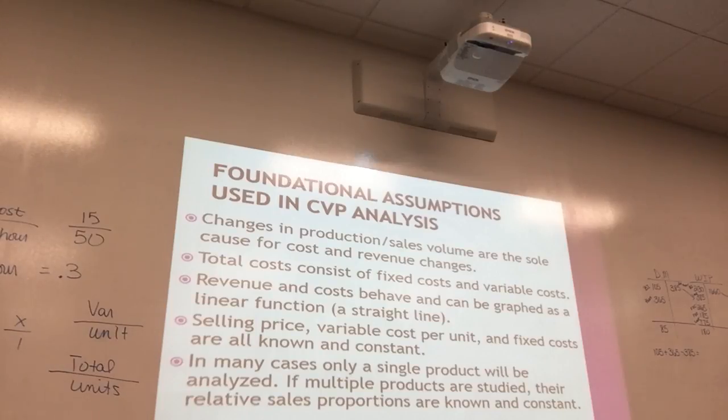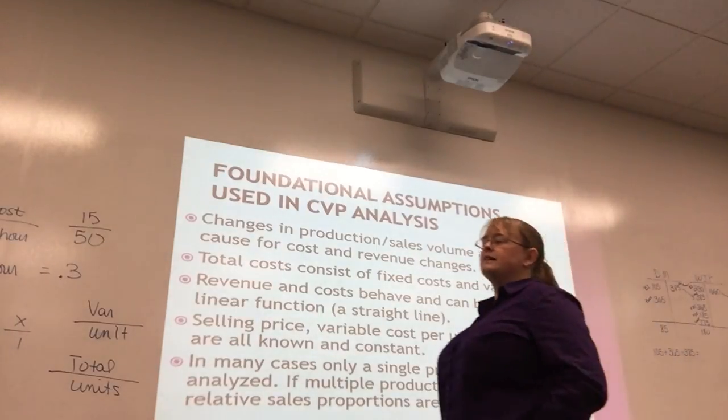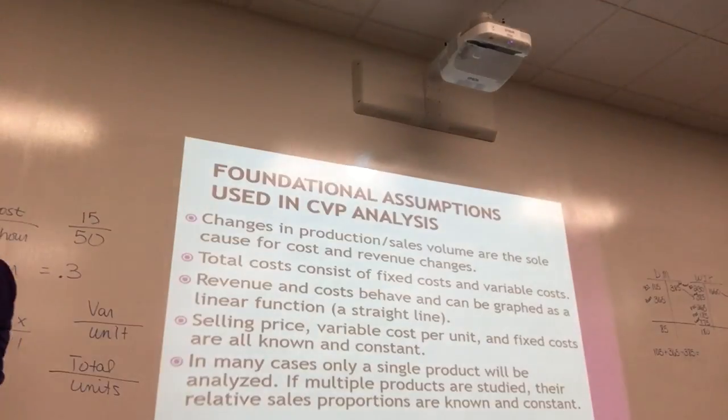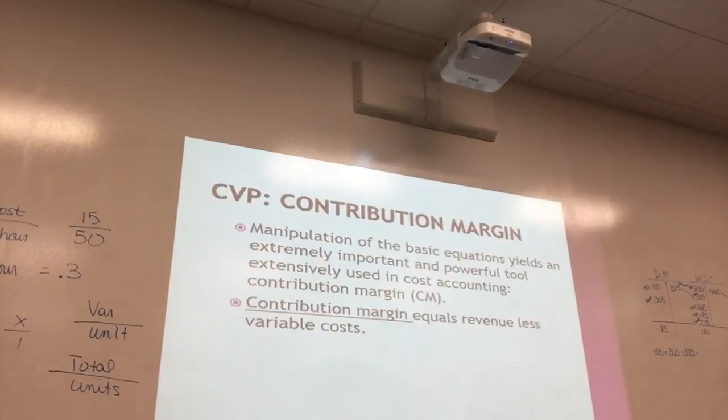In many cases, only a single product will be analyzed. If multiple products are studied, their relative sales proportions are known and constant. Later in the semester, we're going to be talking about different products at the same time. What we're doing now, we're just going to be concentrating on one product. If they do make multiple products, we know the exact mix of products there is. And then the time value of money is ignored. So we don't even look at that.